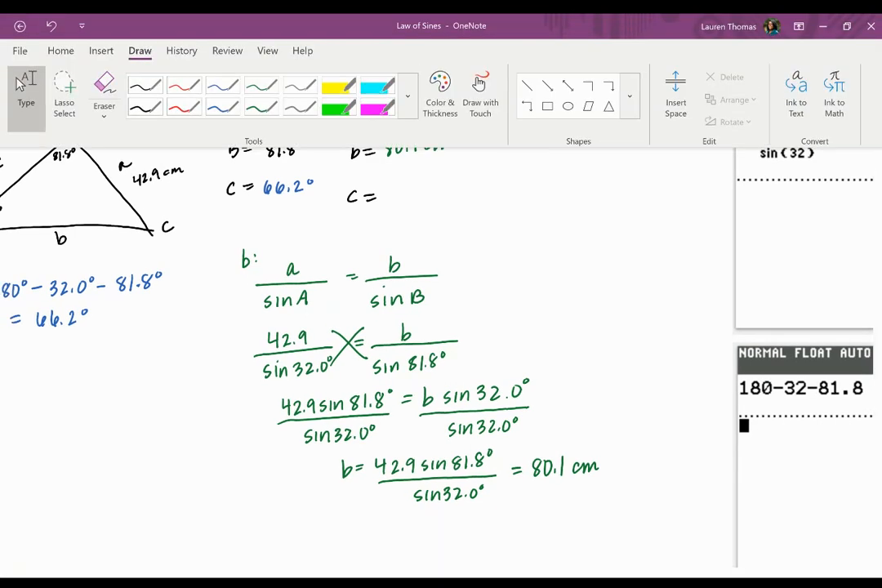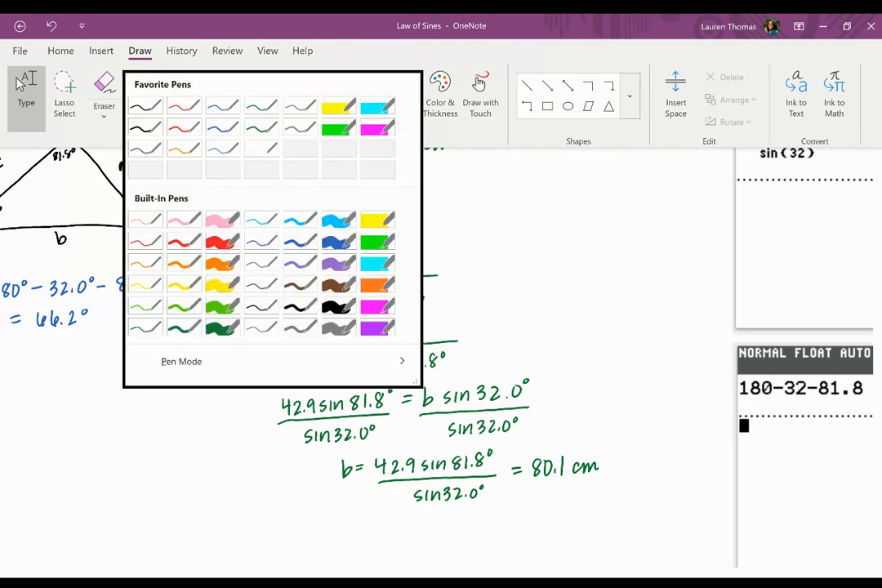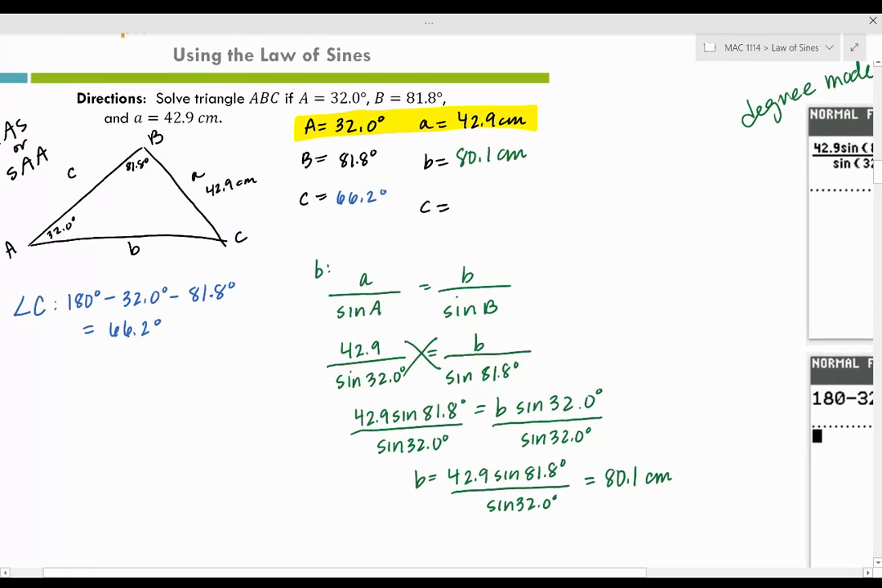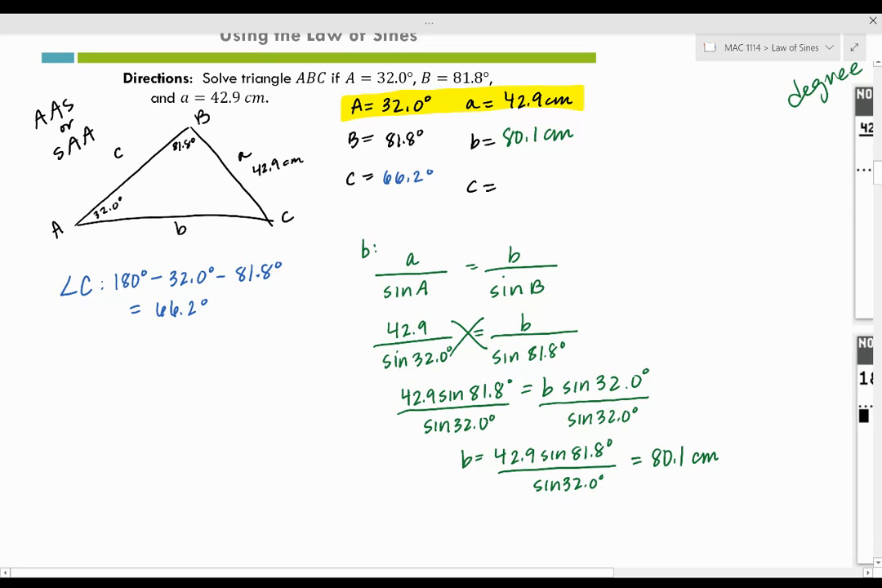Okay, so the only thing left to solve is for side C. Okay, now remember, we're not going to use Pythagorean theorem because Pythagorean theorem is for right triangles. So we are going to use the law of sines again. Okay, so when I do these problems, and I know you guys have heard me say it a bunch of times, I try to do the most with what they gave me. Okay, the reason why I do that is to minimize the amount of errors I make.